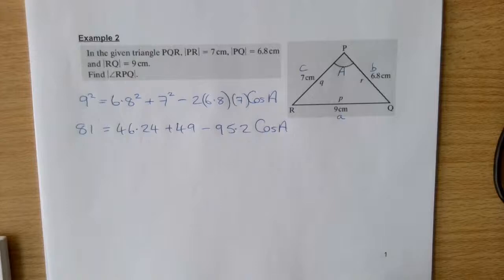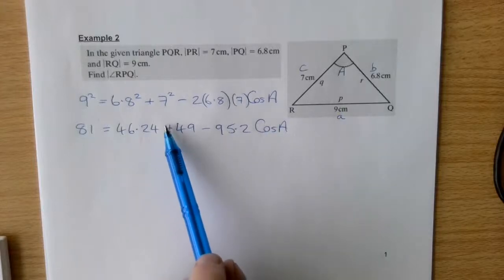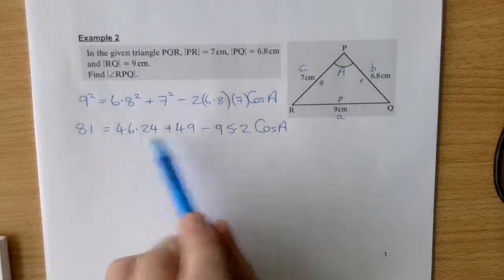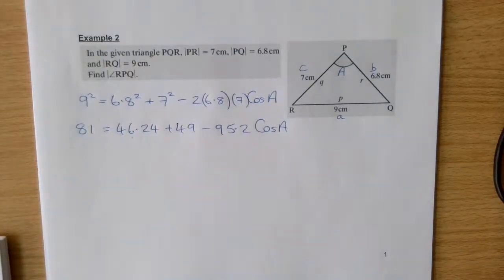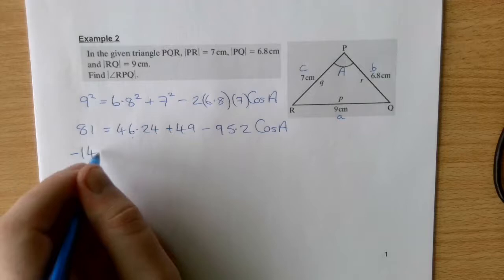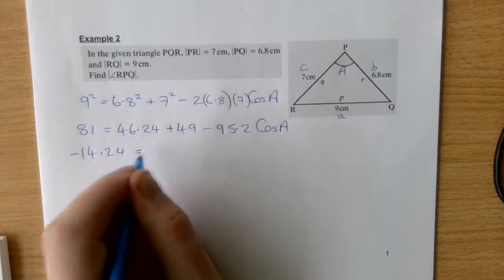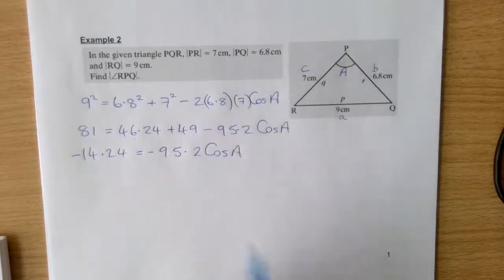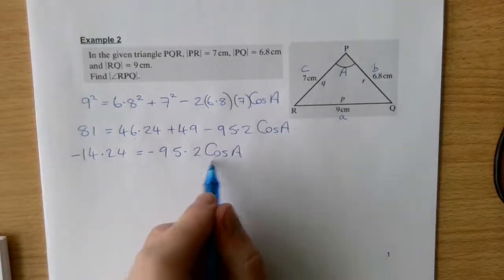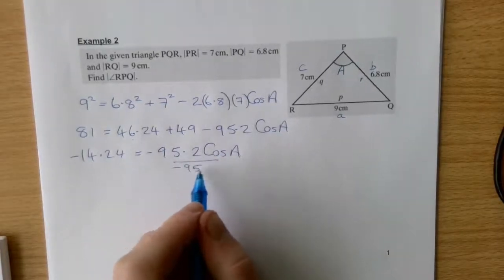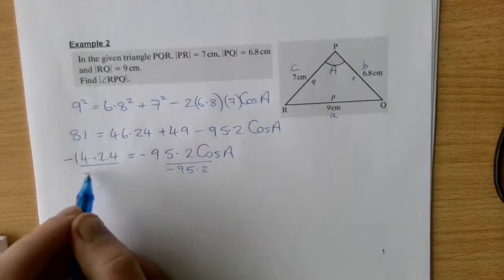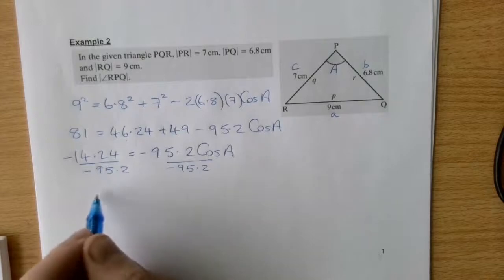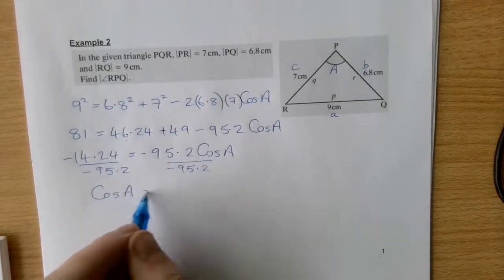So what we're going to try to do here is take our numbers to one side, so we get 81 and take both of these away from it. And your answer is minus 14.24, and that is equal to minus 95.2 cos A. Now to try to get cos A on its own, we need to divide by minus 95.2 and divide over on this side as well by 95.2, and then that will give us what cos A is equal to.